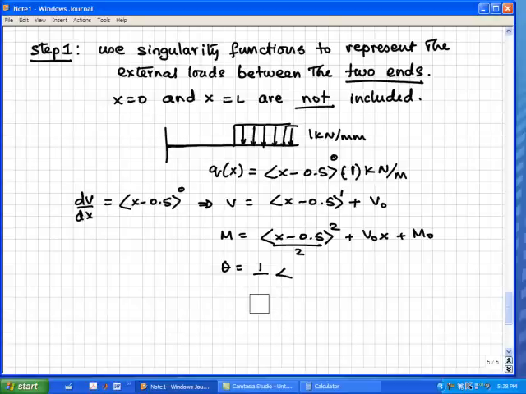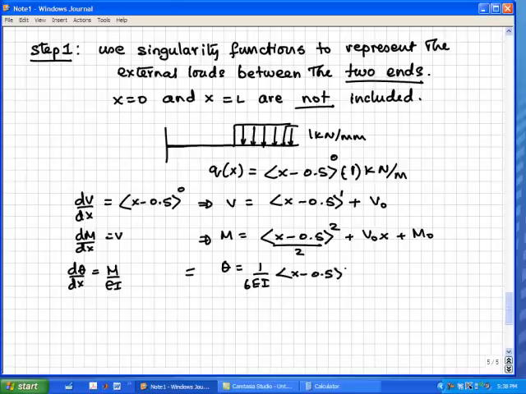You know what I'm doing here, right? This comes from dM/dx equal to V. This comes from d theta/dx equal to M over EI. So I'm just doing the same thing. Notice that my integration looks exactly like the previous case, except that the brackets are still retained, the angled brackets. I'll show you how that works.